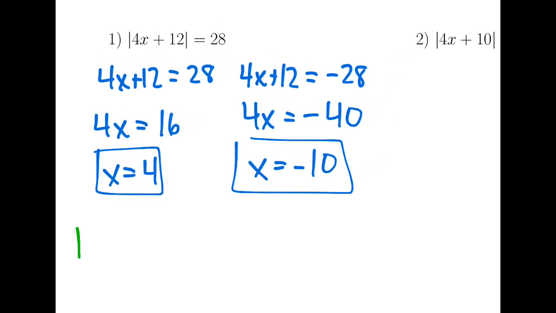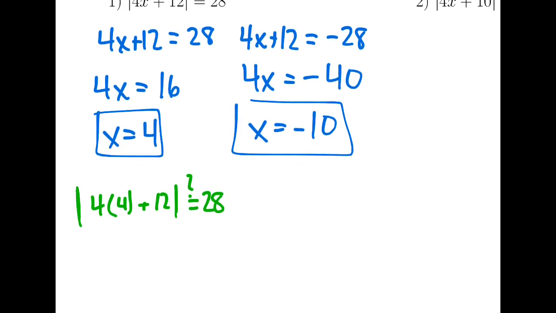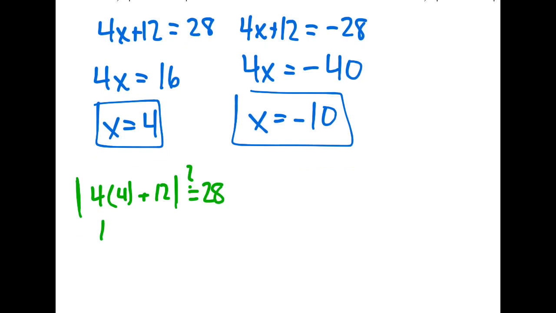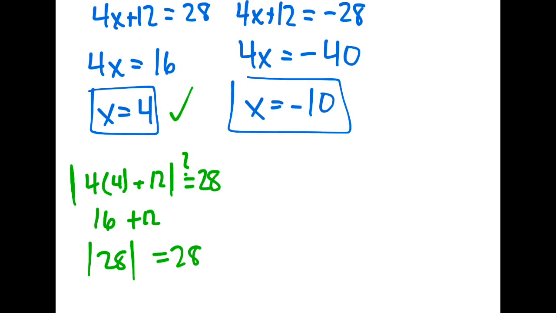So if I take and plug in 4, so 4 times 4 plus 12, and the absolute value of that, does that equal 28? Does that check out? So 4 times 4 is 16, right? Plus 12 is 28. That's inside the absolute value. Absolute value 28 is 28. So, yeah, 4 is a solution.